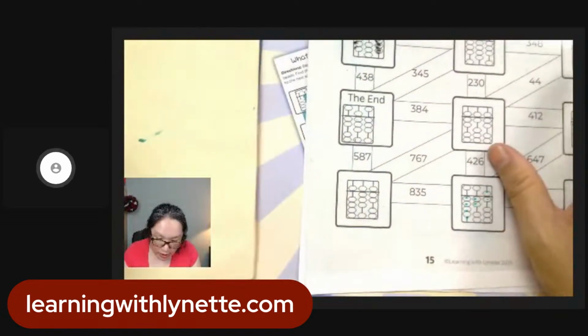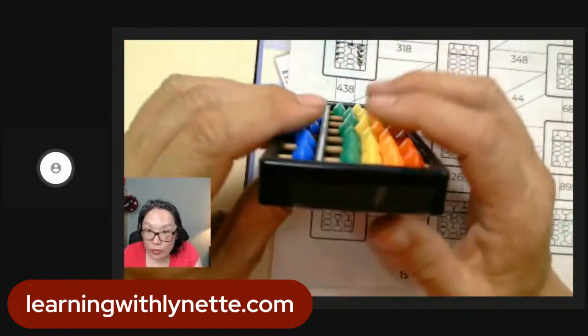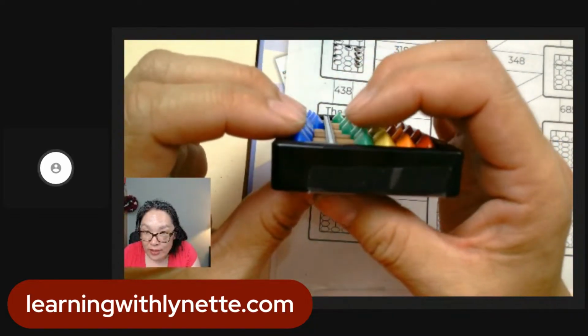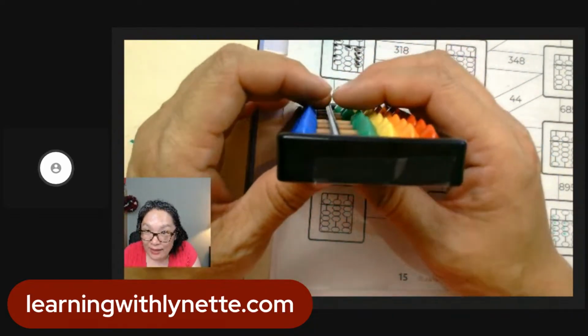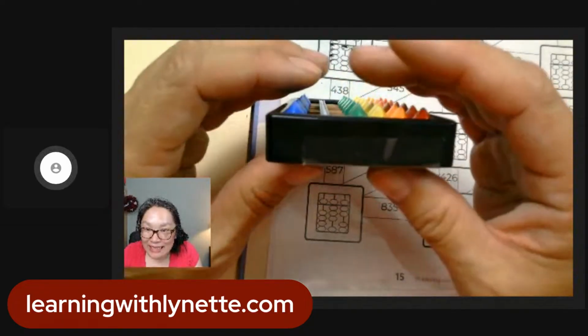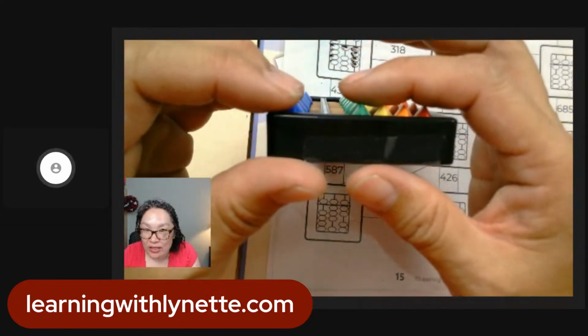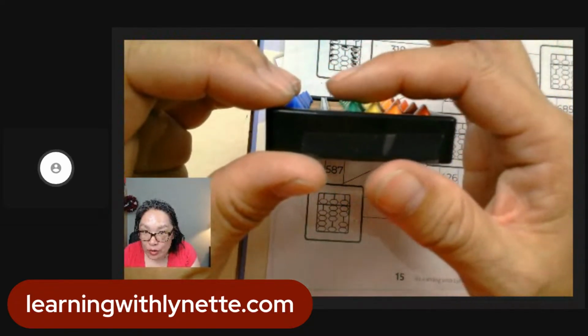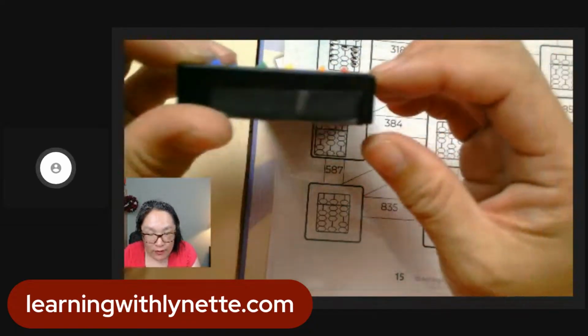Okay, so what are we going to do? What we're going to do is understand when we move the beads. We want to be happy when we do math. We want to be delicate, gentle. We want to be gentle with our math. So when we look, you notice that it's easy to move the beads. They're very easy to move.